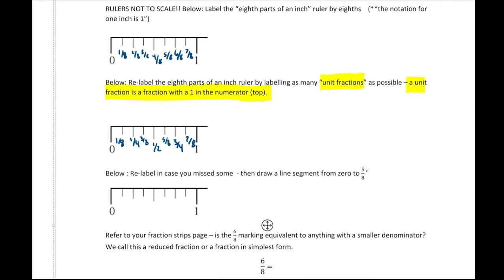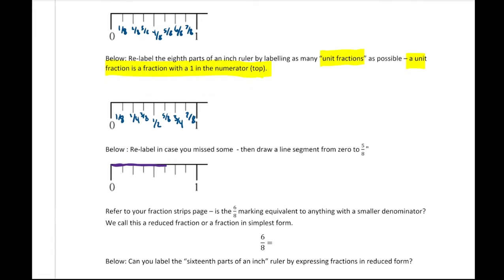So below, you can relabel it again if you want. Basically, we want to draw a line segment from 0 to 5/8. So we use the example above. I'm not going to draw through those, but if I was to draw it to 5/8, it would look something like, oops, too far. Something like that is 5/8.